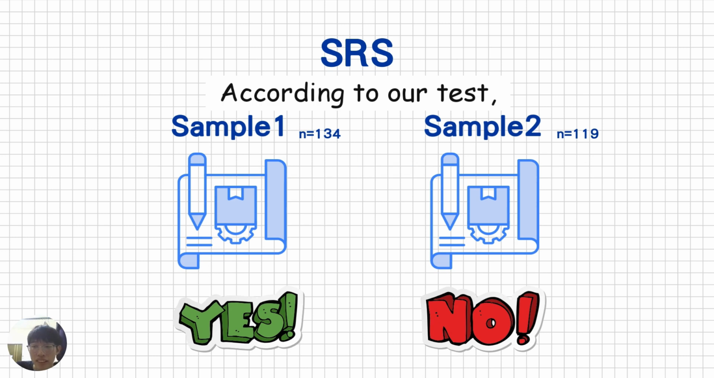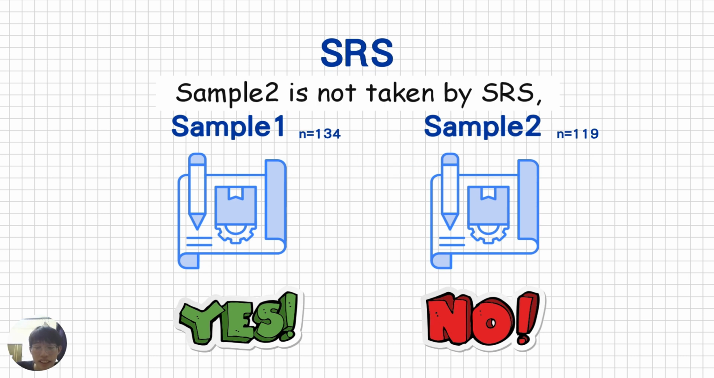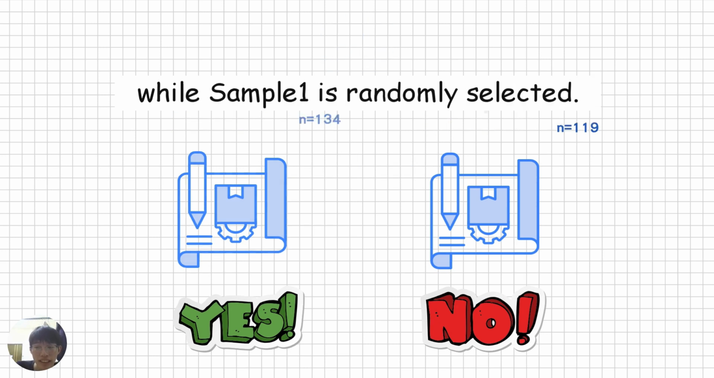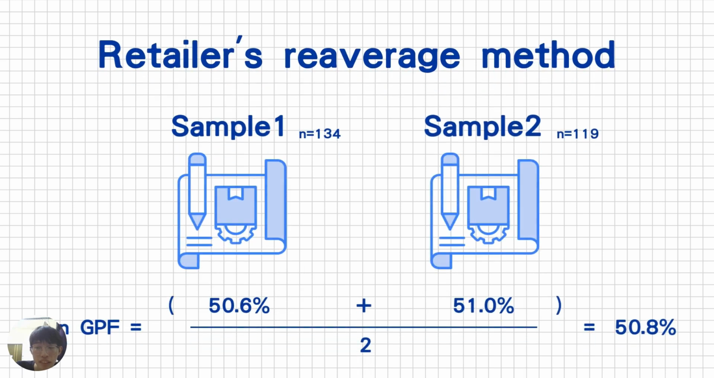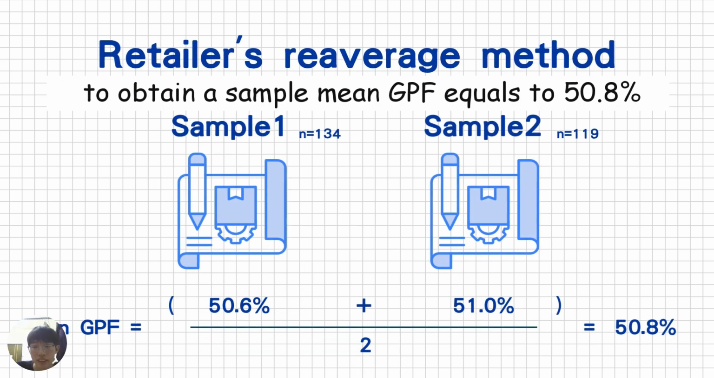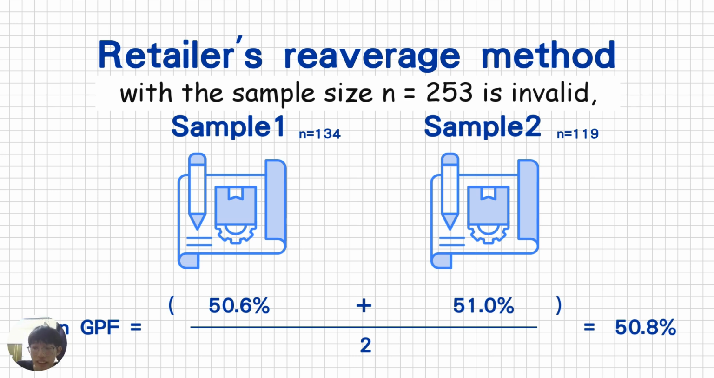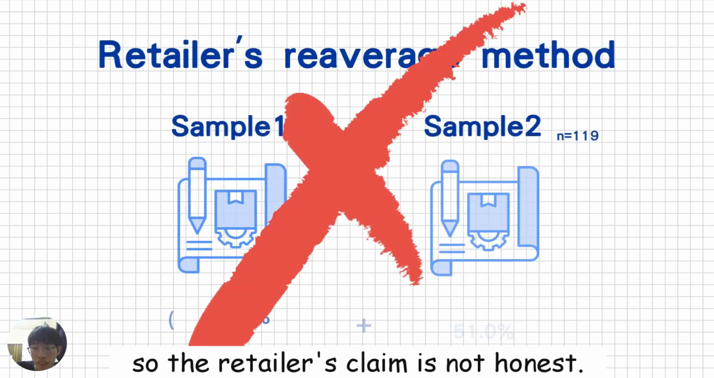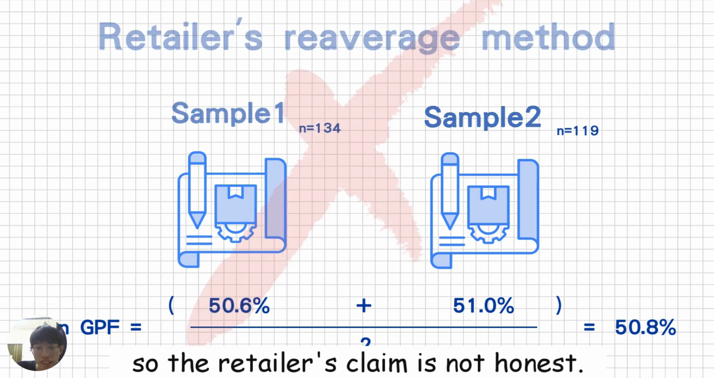According to our test, sample 2 is not taken by SRS, while sample 1 is randomly selected. The approach of directly averaging the two samples to obtain a sample mean GPF equal to 50.8% with the sample size n equals 253 is invalid, so the retailer's claim is not honest.